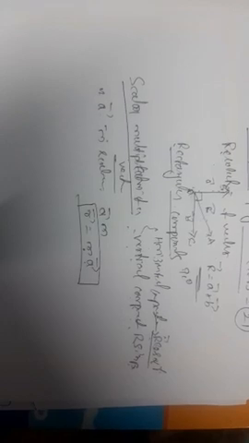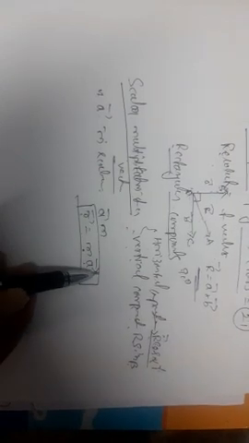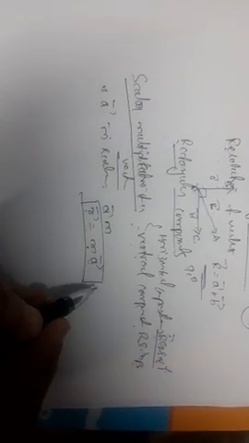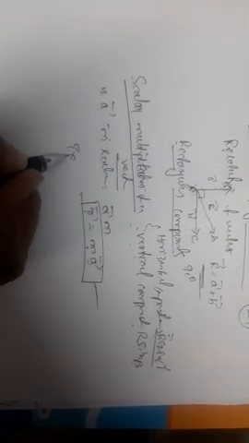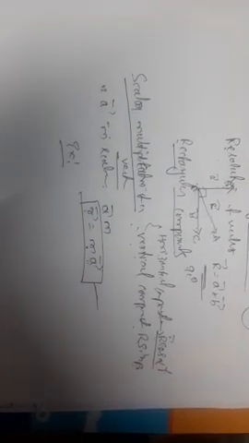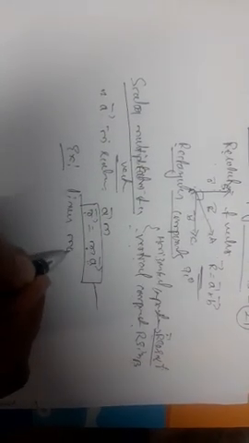Scalar multiplication means if vector A is any vector and small m is a scalar, then the product of m and vector A is defined as vector R equal to m into vector A. That is the scalar multiplication of a vector. What are examples of scalar multiplication of a vector? Example: linear momentum.